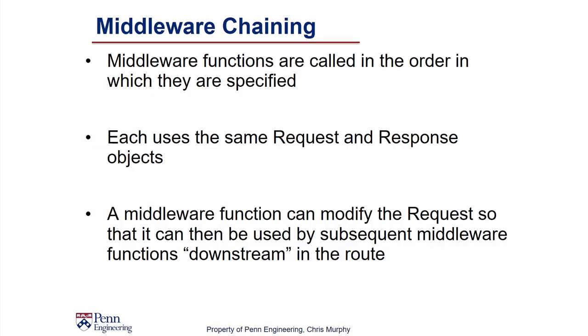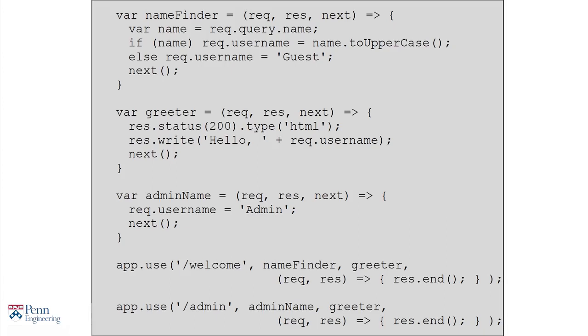One of the nice things about using middleware is that not only are they called in the order in which they are specified, but they're sharing the same request and response objects. And a middleware function that's upstream of another can modify the request so that downstream functions can then use what's been modified previously along the route. So here we see an example where different routes use different middleware functions, and one middleware function will modify the request so that it can be used by another middleware function later on.